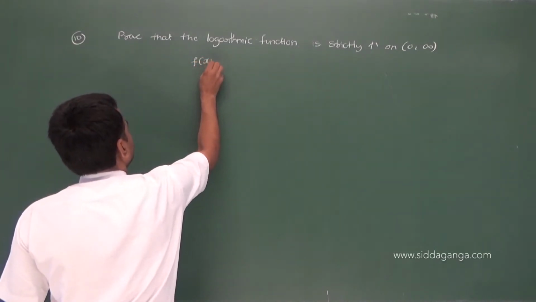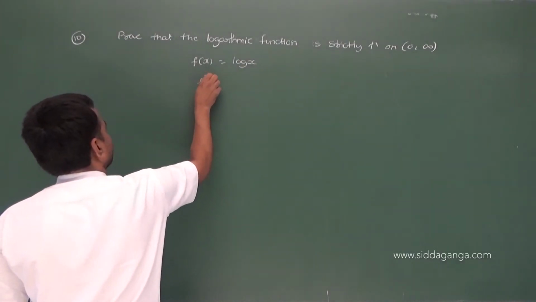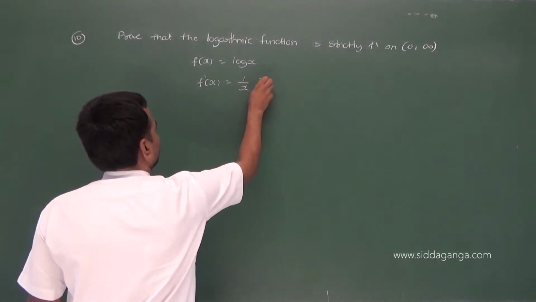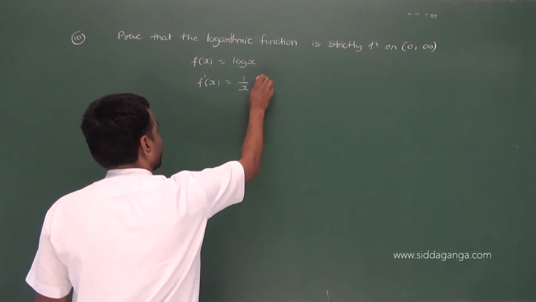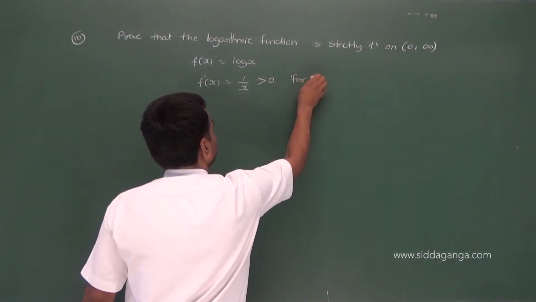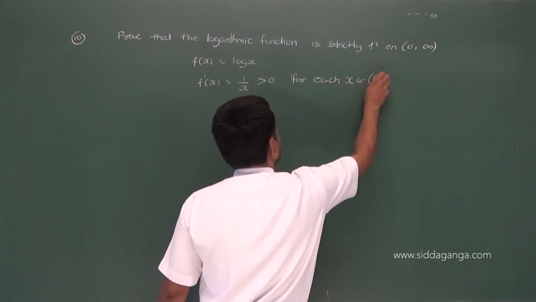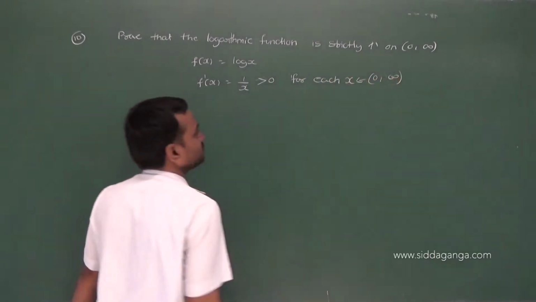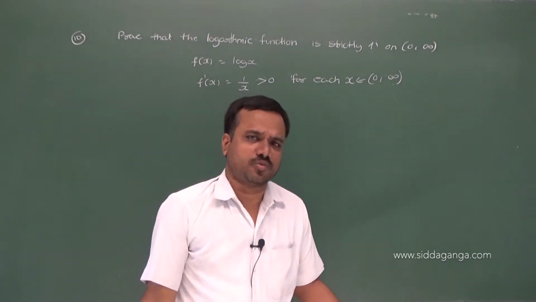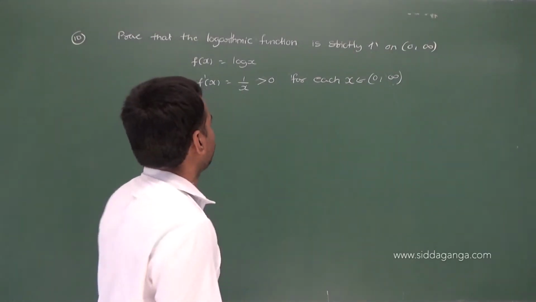log x. We have to differentiate this one. F dash of x is what? 1 by x. 1 by x is greater than 0 for each x belongs to 0 to infinity, where 0 is excluded. Derivative of log x is 1 by x.